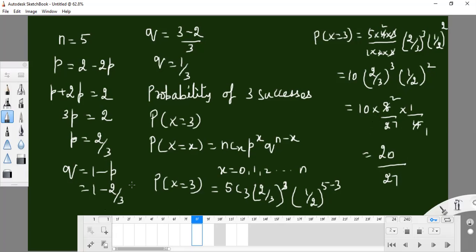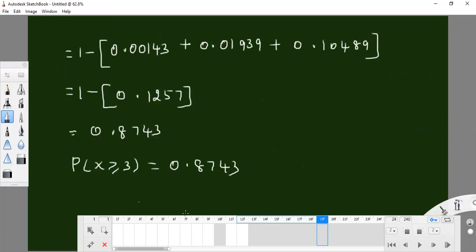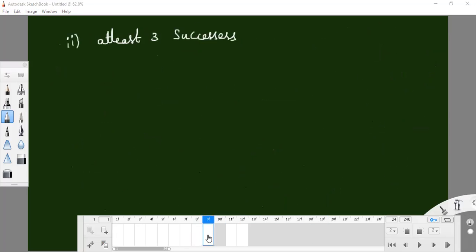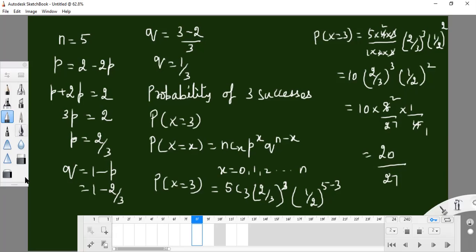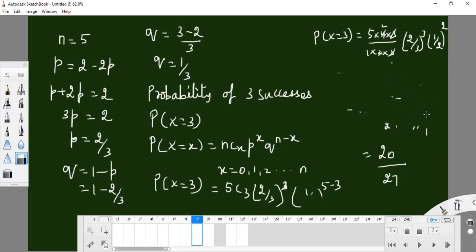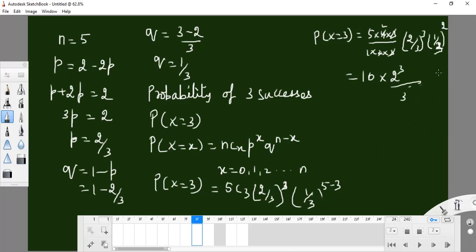So the q value is what? 1 by 3. See, the q value is 1 by 3. So 1 by 3 the whole cube, and 1 by 3 the whole square, it gives 10 into 2 cube by 3 cube into 1 by 3 square.